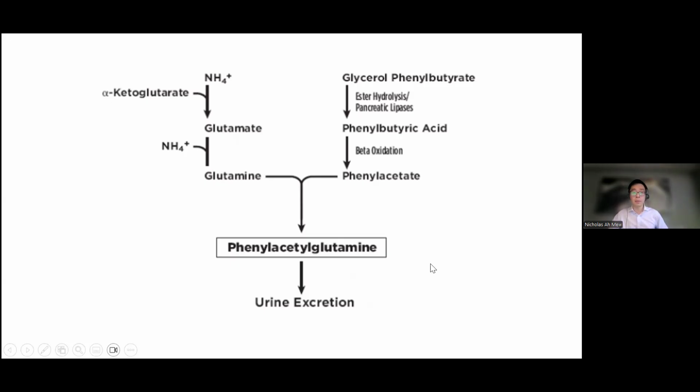Both compounds, the phenylacetylglutamine and the hippuric acid, are excreted in the urine very efficiently, but again, keeping in mind your patient circumstance, certainly if they have renal dysfunction or failure and they have oliguria, then you should take that into account.